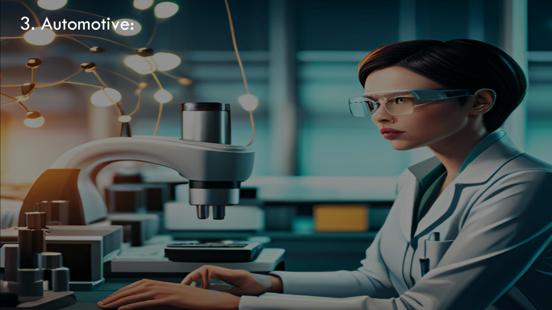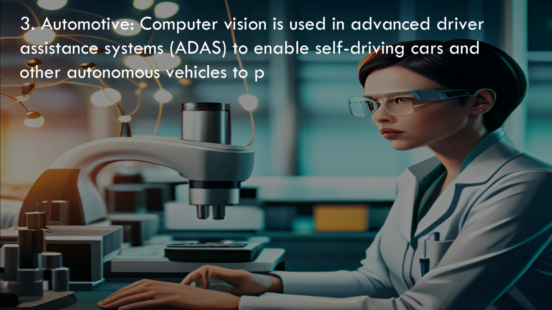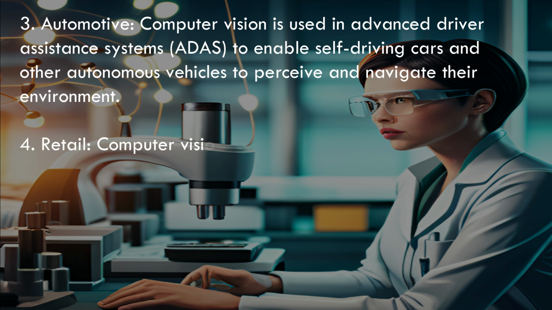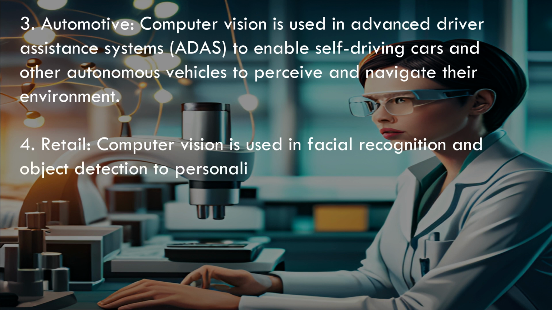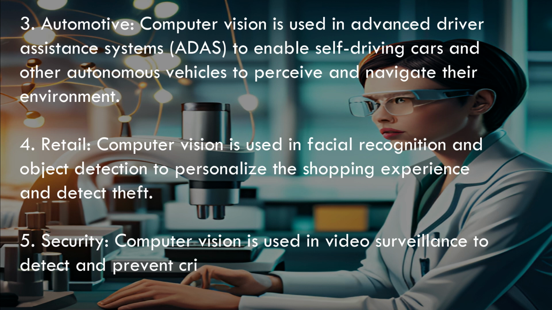Computer vision is used in advanced driver assistance systems (ADAS) to enable self-driving cars and other autonomous vehicles to perceive and navigate their environment. 4. Retail. Computer vision is used in facial recognition and object detection to personalize the shopping experience and detect theft. 5. Security. Computer vision is used in video surveillance to detect and prevent criminal activity.